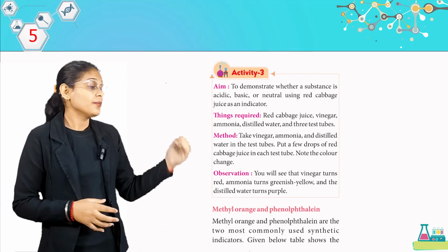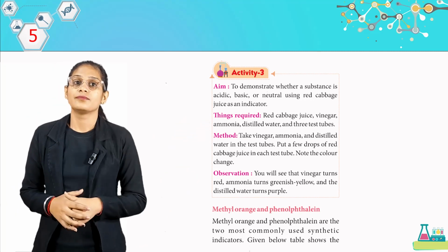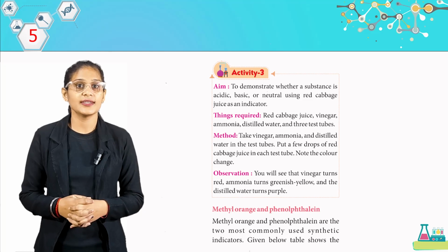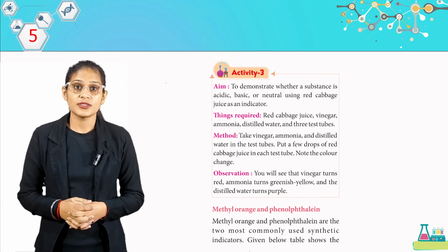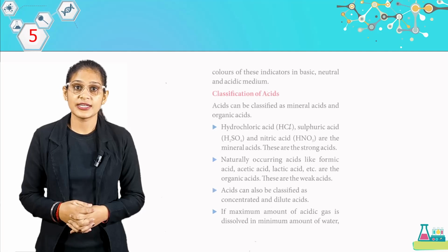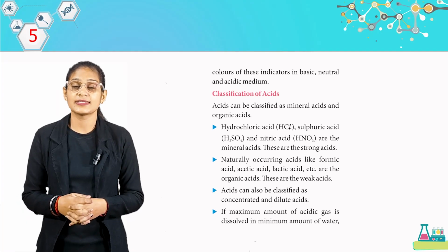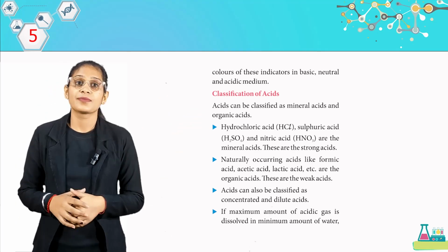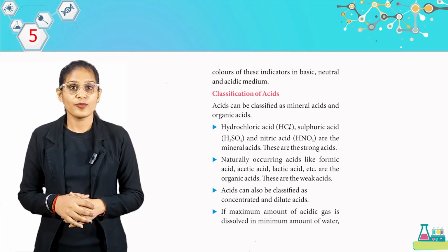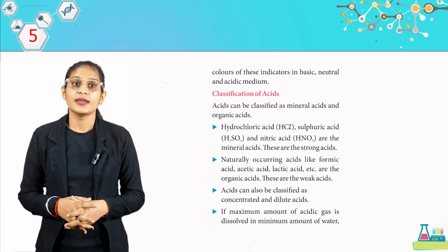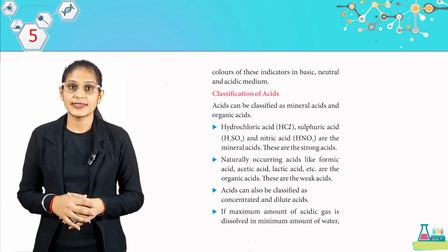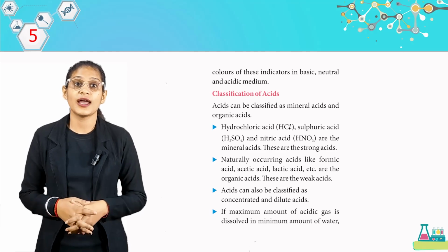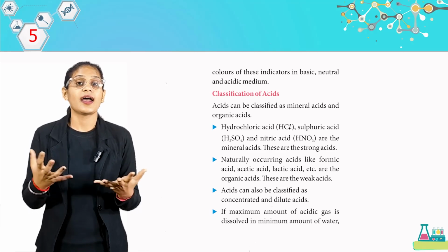Now we have methyl orange and phenolphthalein. Methyl orange and phenolphthalein are the two most commonly used synthetic indicators. The given table shows the colors of these indicators in basic, neutral and acidic medium. Now students, we have classification of acids. Acids can be classified as mineral acids and organic acids. Here, hydrochloric acid HCl, sulfuric acid H2SO4 and nitric acid HNO3 are the mineral acids. These are the strong acids.